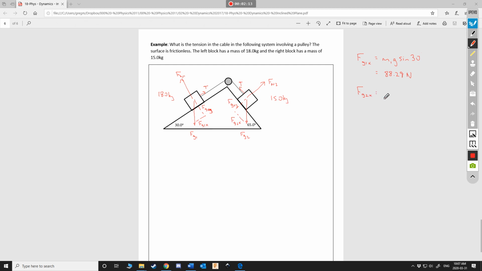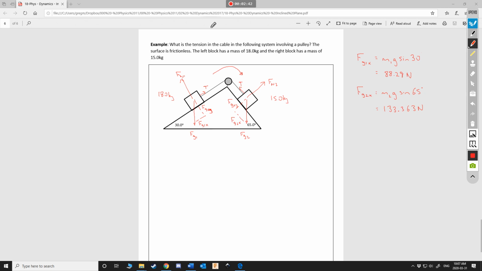Fg2x is going to be the second mass, 15 kilograms. It's on a 65 degree incline, so it's going to be times sine 65. So we have 15 times 9.81 multiplied by sine 65, and we get 133.363 newtons. So clearly Fg2x is bigger than Fg1x, so it has to go clockwise around the pulley.